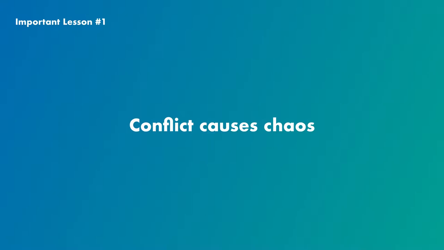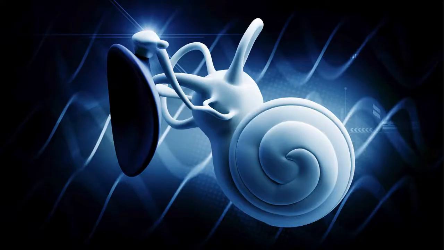This leads to my very first important lesson that I've learned, which is that conflict causes chaos. This alien-looking structure is our vestibular system. It's an organ within our inner ear that provides awareness of body balance and movement. It's one of the many organs in our bodies that tells our brains what's going on.